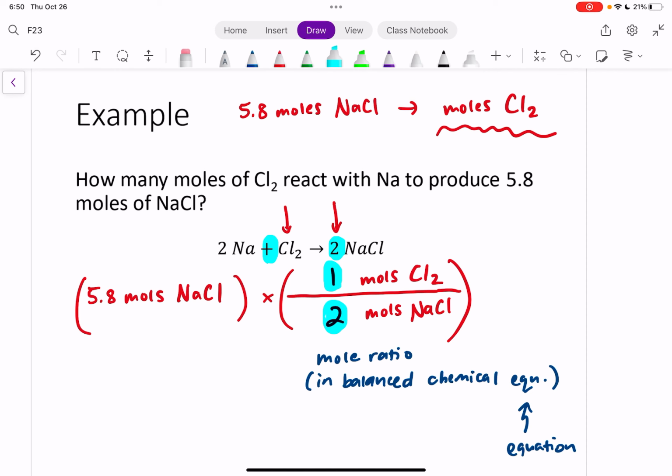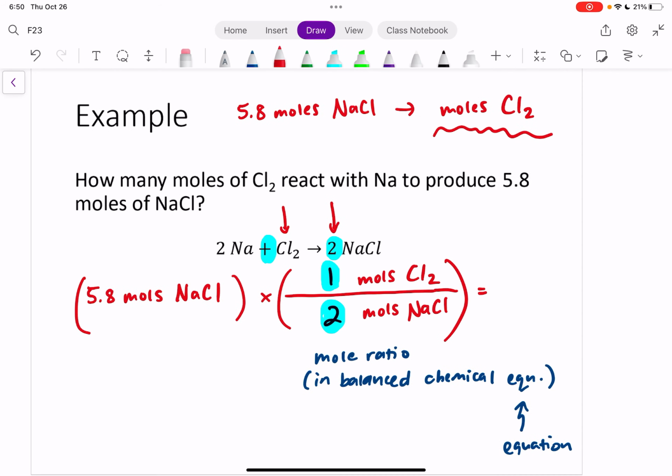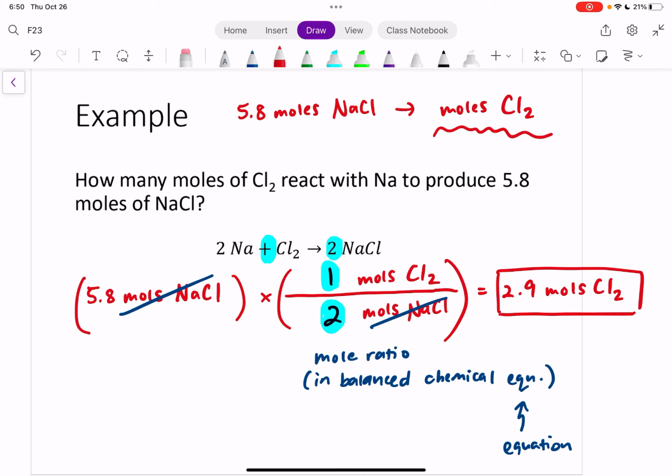That's the mole ratio. Now we can cross out our moles of NaCl, and we're left with moles of Cl2, which is great because that was our whole goal. So we can do this calculation. It's going to give us 2.9 moles of Cl2, remembering always to keep your units and tell me what you have, right? Moles of what? Cl2.